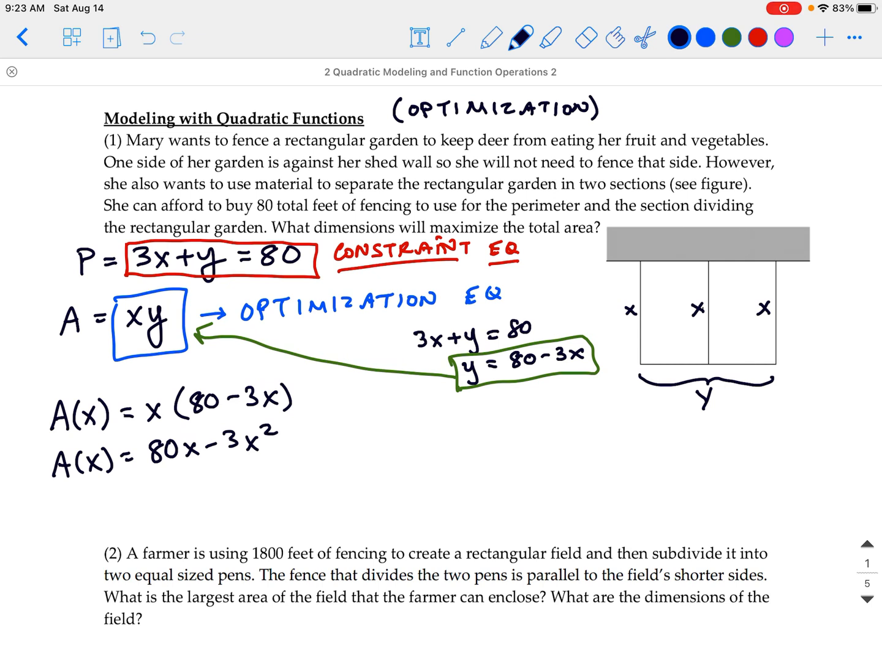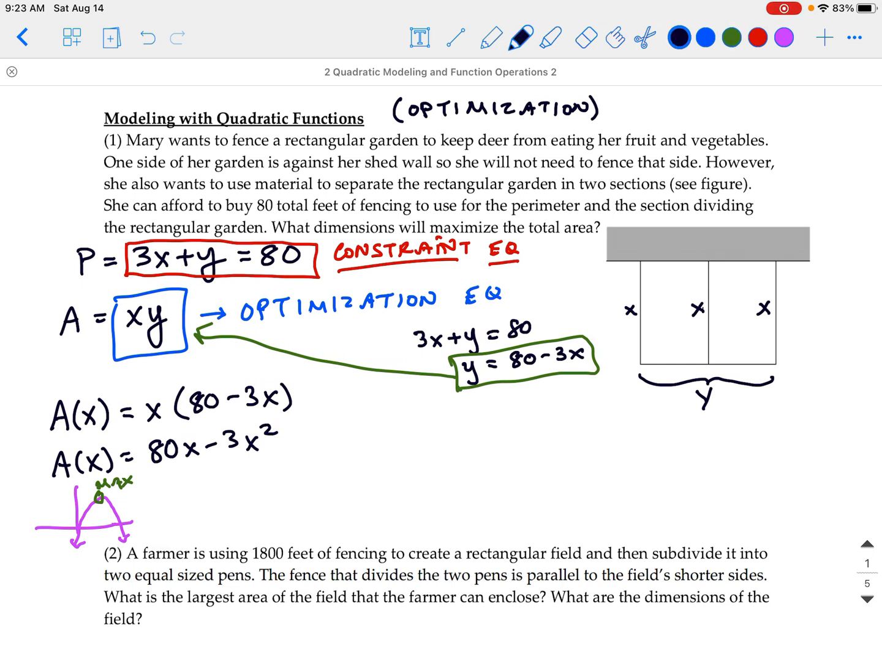So our area is a quadratic function. And since we have a negative leading coefficient, in front of our x squared term, we know that this quadratic is going to be opening downward, which means that the maximum is at the vertex.